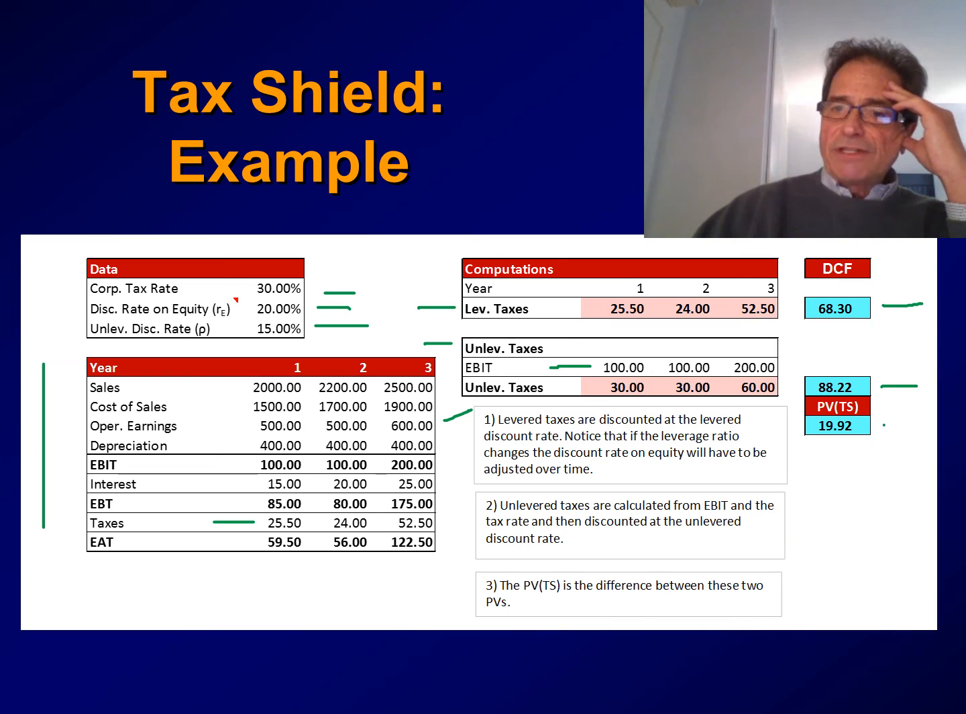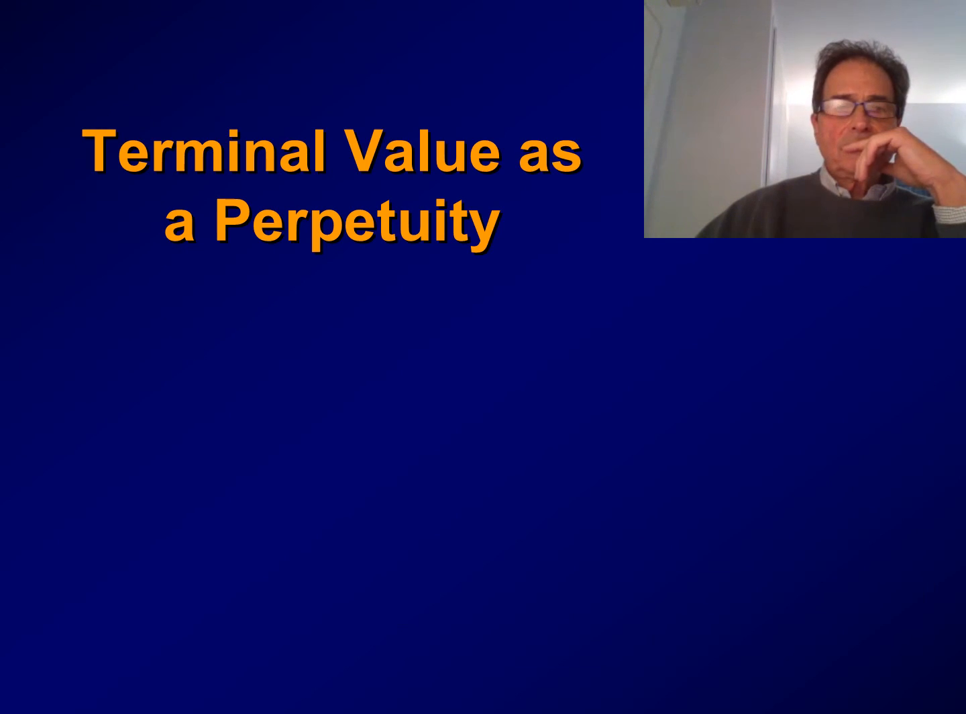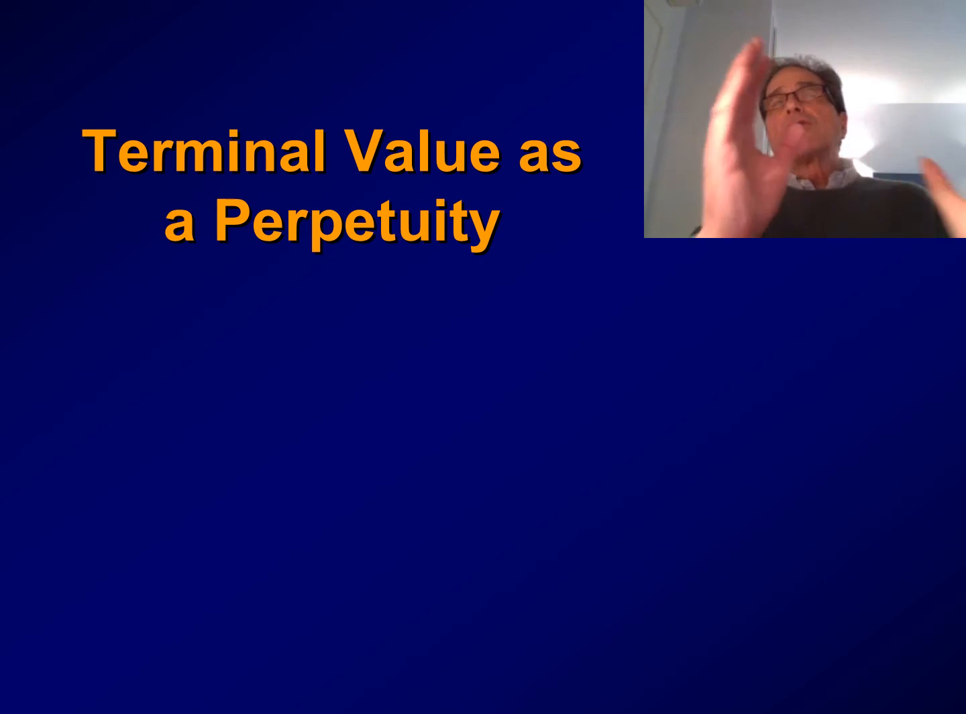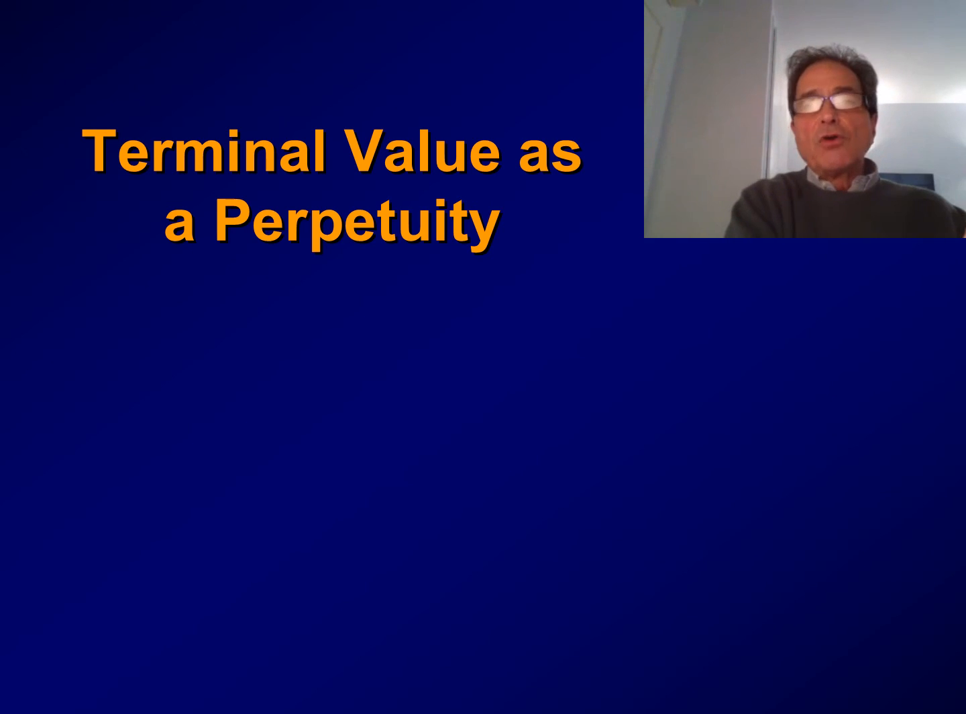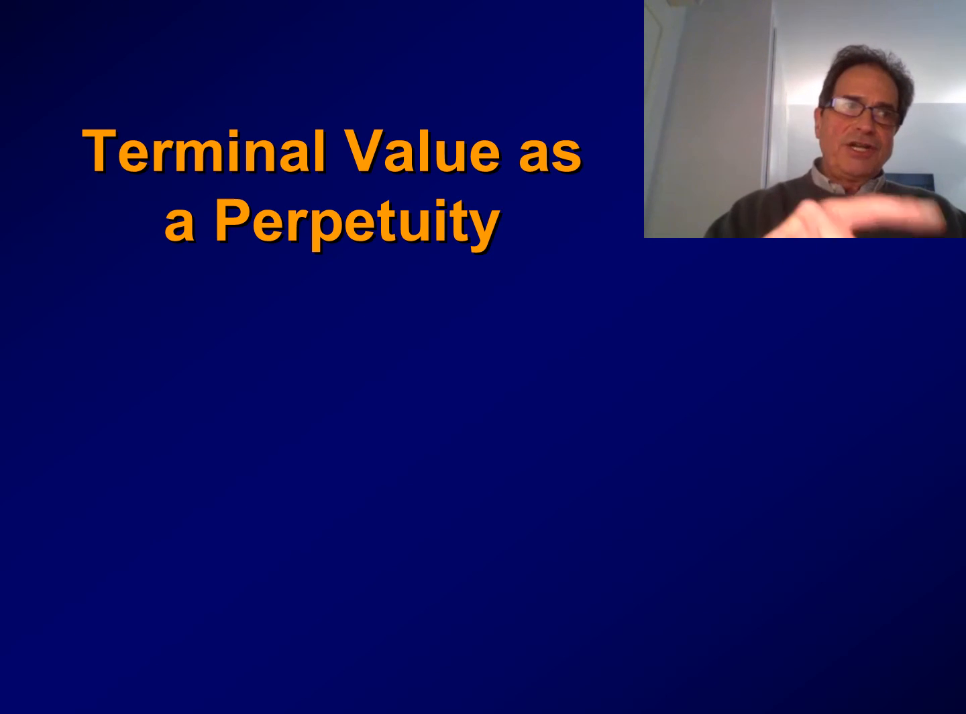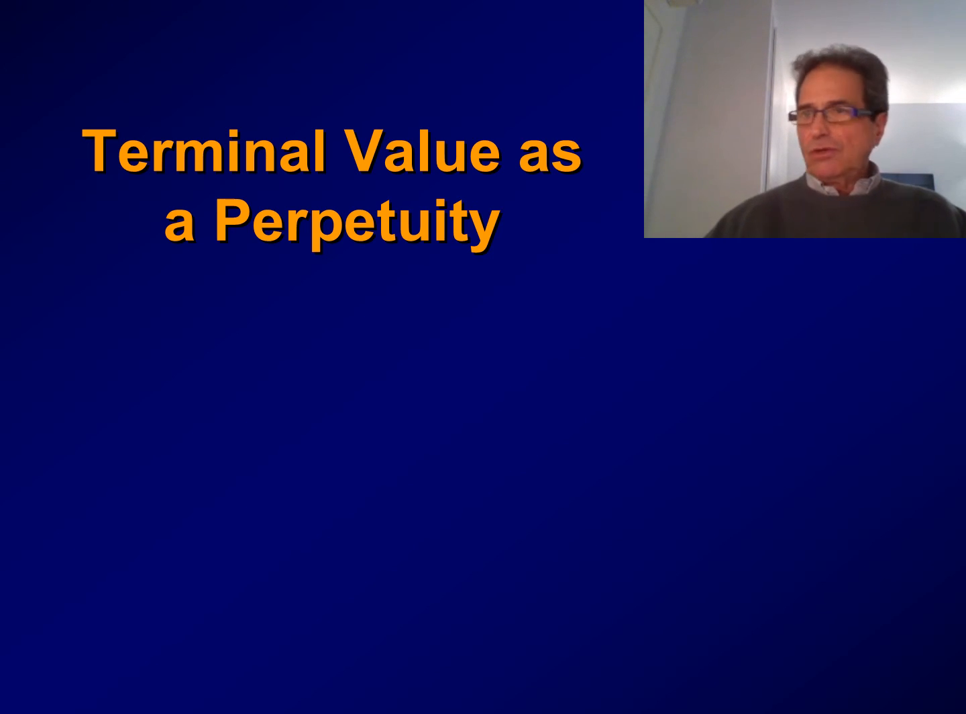So the present value of the tax shield will be the difference between these two quantities, 8822 minus 6830, for a total of 1992. So we have solved our problem for the cash flows throughout the horizon, from time 0 to time n, the years in which we project the cash flows. Basically, what we do is calculate the present value of these cash flows using adjusted present value.